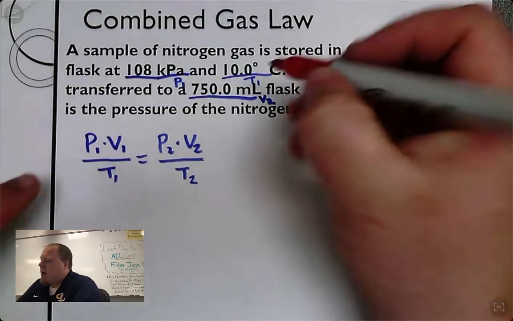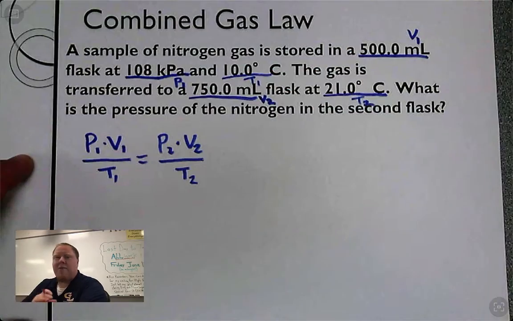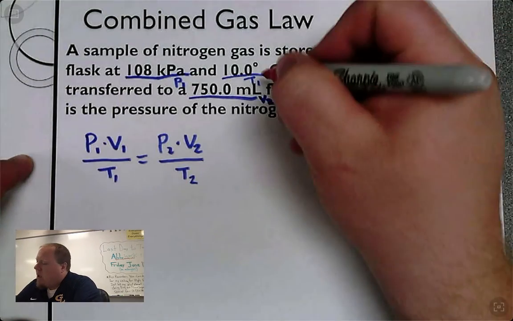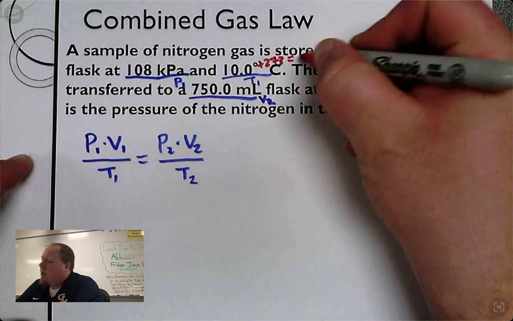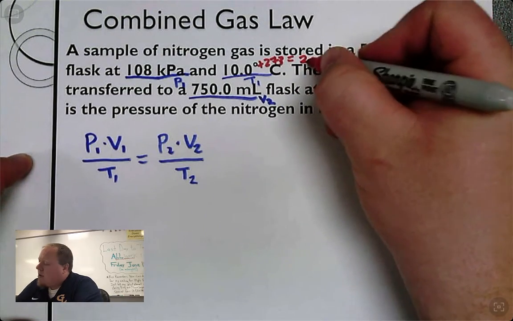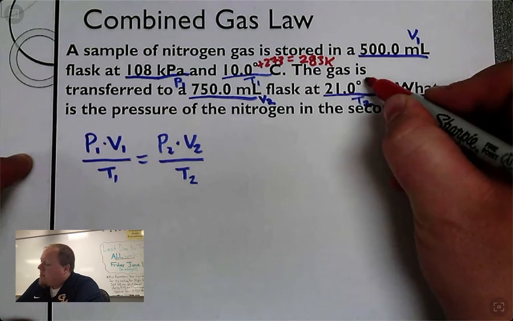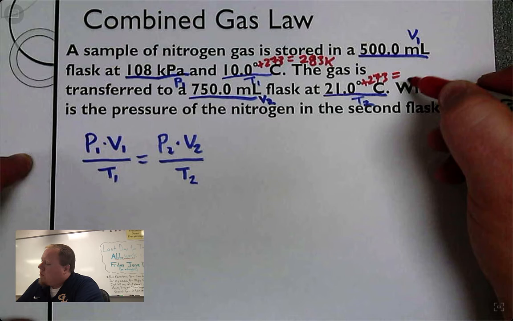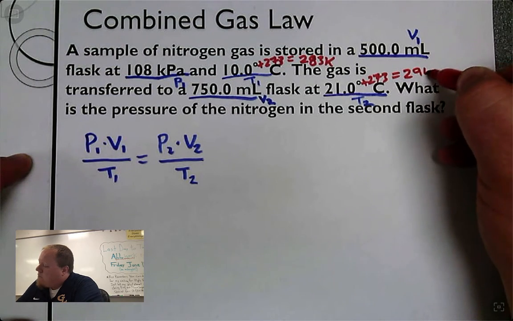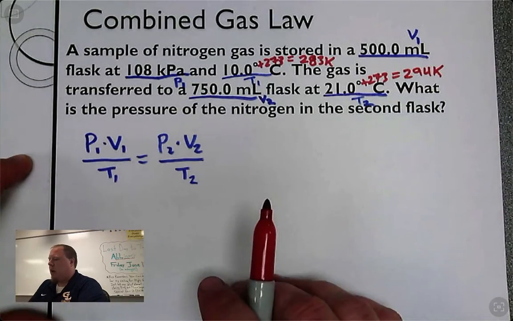Now, before I do that, I'm going to convert these temperatures to Kelvin because they're in Celsius and they have to be in Kelvin in order to do this. So I'm going to add 273 to both of these. So 10 plus 273 is 283 Kelvin. And then this one plus 273 is 294 Kelvin. Okay, so I've converted those into Kelvin.